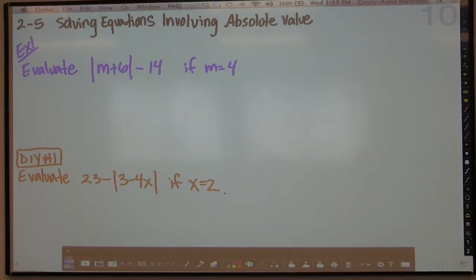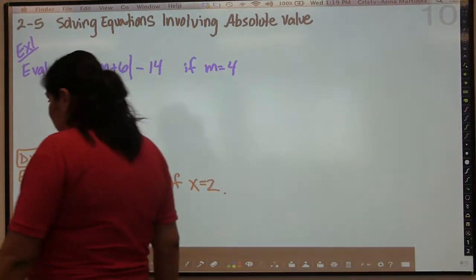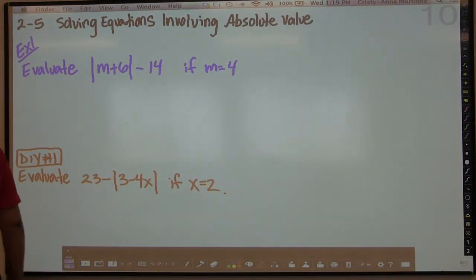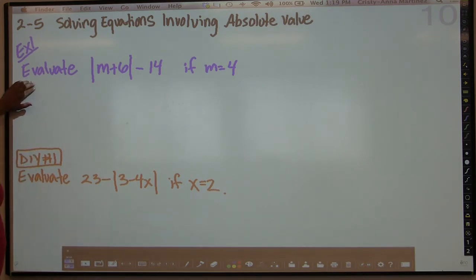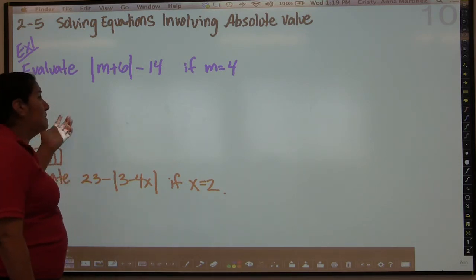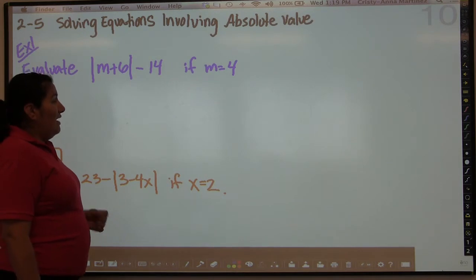Hello there. This is Chapter 2, Section 5, Algebra 1, solving equations involving none other than absolute value. So in the first example, we're actually going to start off the section by not solving, but just refreshing your mind with absolute value in general. And so you'll notice that the directions for example one say to evaluate. And when you evaluate, all it means is that you are plugging in the value that they're giving you for the variable. So in this case, we have absolute value of m plus 6 minus 14 if m equals 4.